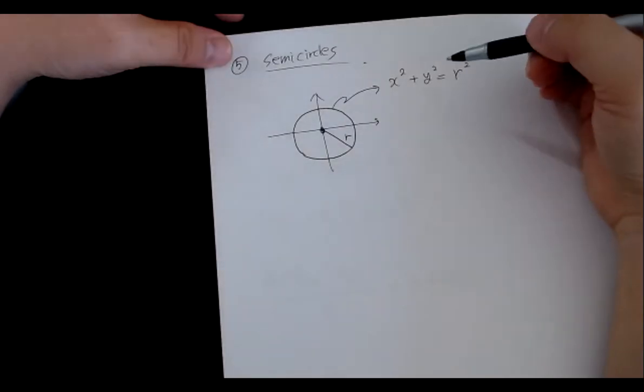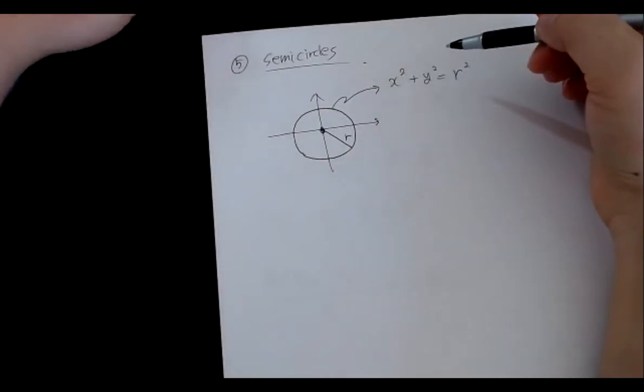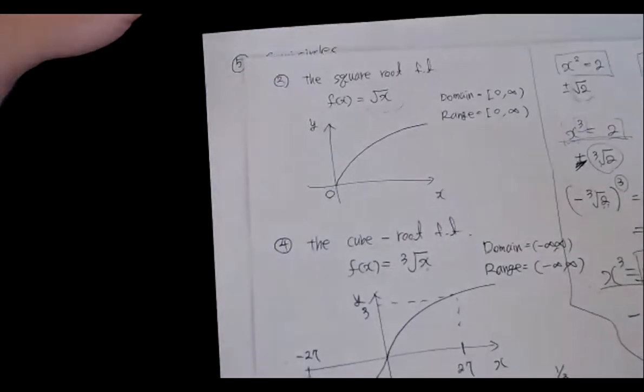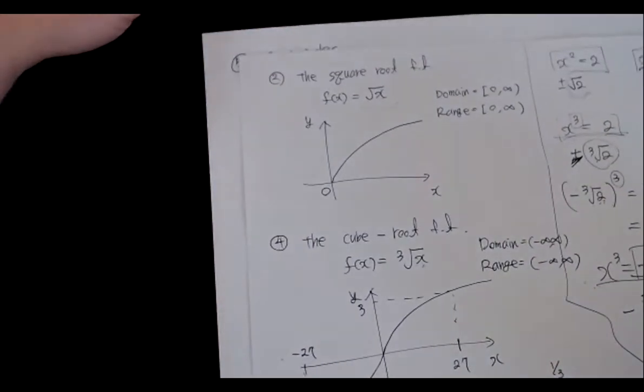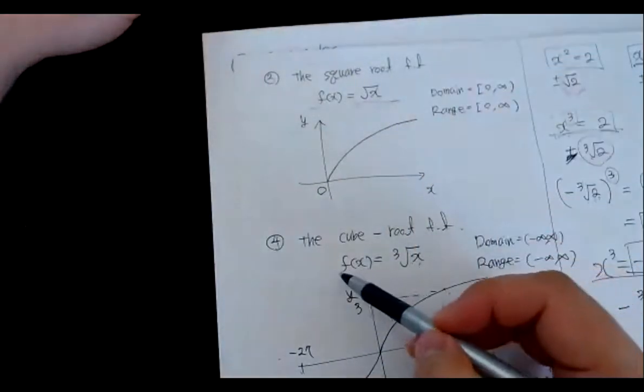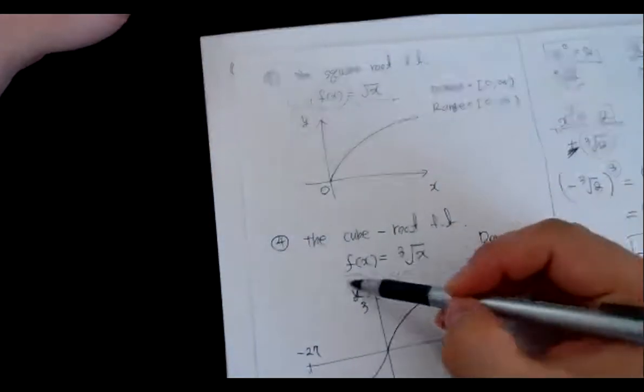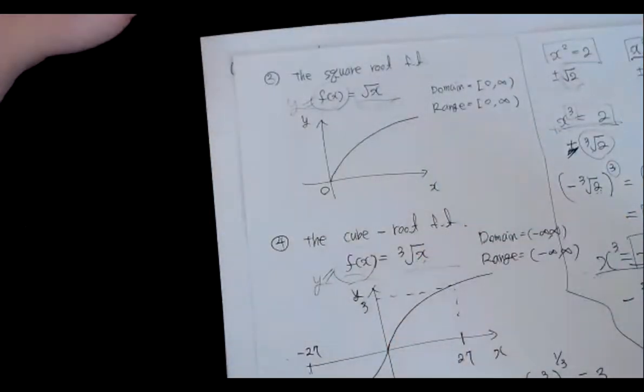to get that, we just isolate y. You see that in the function definition of the square root function and the cube root function, f of x equals something, right? So f of x is nothing but the y value, right? f of x is nothing but y. So we need to isolate y first.